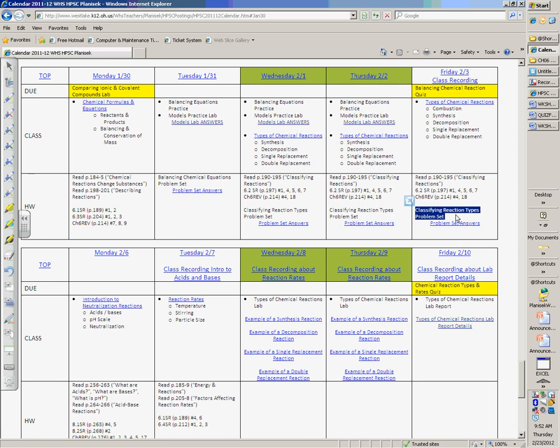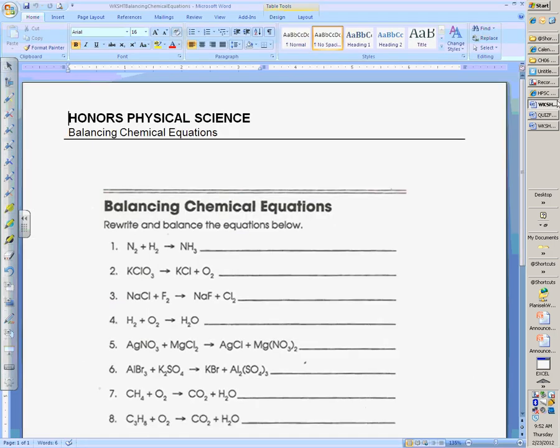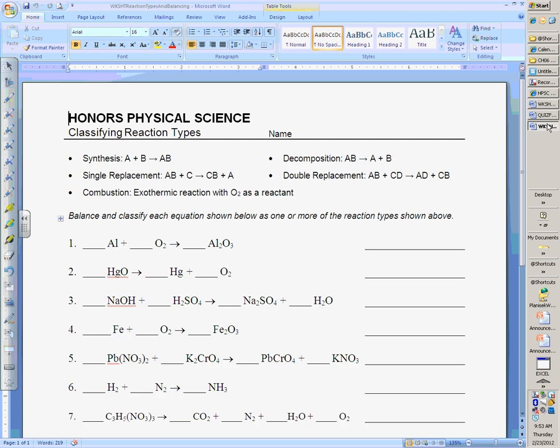Where can you get that? Like specifying reaction types? Can you print it out? Sam, it's a problem set that I gave you. This was on one side, and then that was on the other side. So it was a double-sided sheet. Those two were together. Okay. All right, good there.